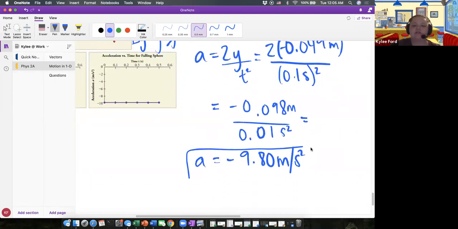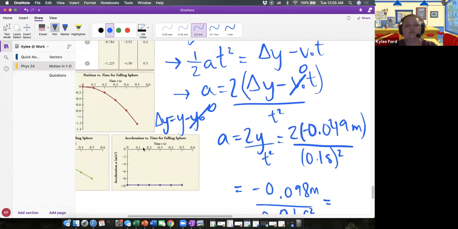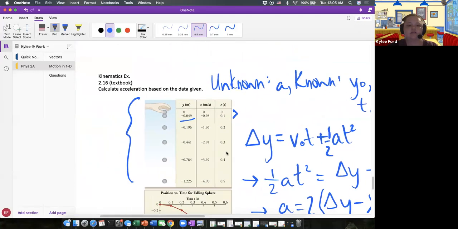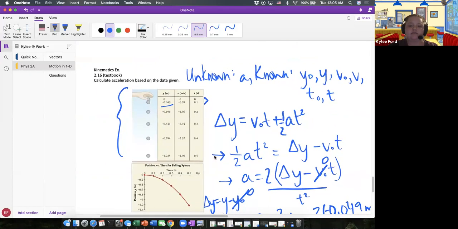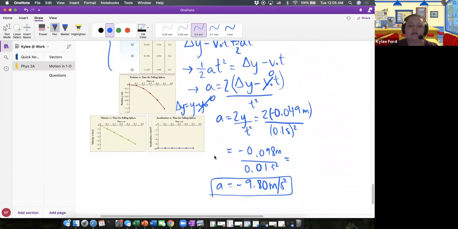So now I just solve for my acceleration, just using a couple of points based on this data. And this is my acceleration due to gravity. So we just solved for gravity.